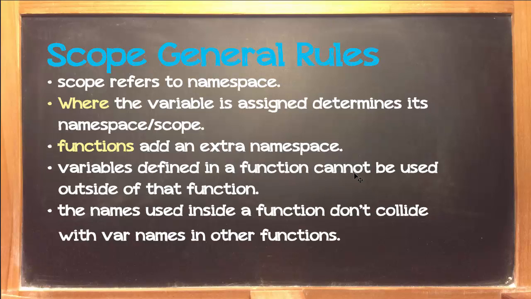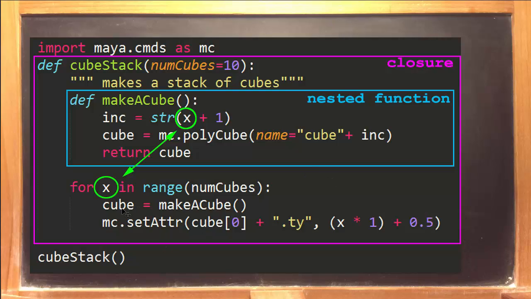Variables defined in a function cannot be used outside of that function. So once the function creates a namespace, I can't peer into that namespace to get that variable unless I refer to it by the function value. And the names used inside a function don't collide with the names in other functions. So remember when we did this right here, we had two versions of cube and x. Let's talk about what the scope rules are looking at when we're scoping.